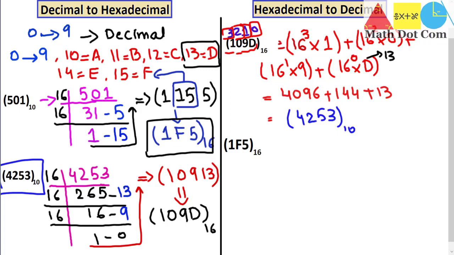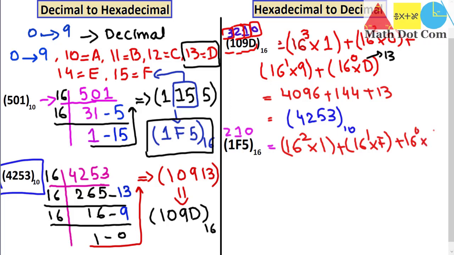Now we have another example. In that example, again we have to write the location of the digits: 0, 1 and 2. Then we have to take 16. Then the power of 16 will be the location 2, multiplied by the value at that location, 1, plus 16 power 1, that is the location, multiplied by F. F is 15. You can also write 15. Plus 16 raised to power 0 into 5.